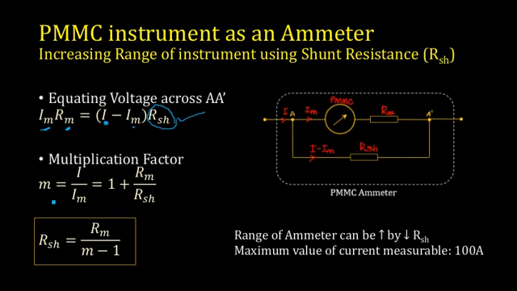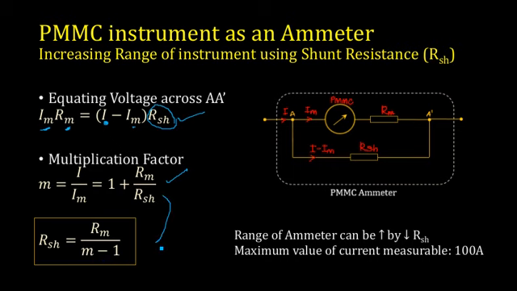The multiplication factor is defined as M, which is given as I by IM. I is the current to be measured by the meter, and IM is the permissible current through the instrument. This can be derived as 1 plus RM by RSH. So once you know RSH, you can easily find out the value of the multiplication factor. Now if you are given the multiplication factor, you can find out RSH, that is the shunt resistance, using this equation, that is RSH is equal to RM by M minus 1.